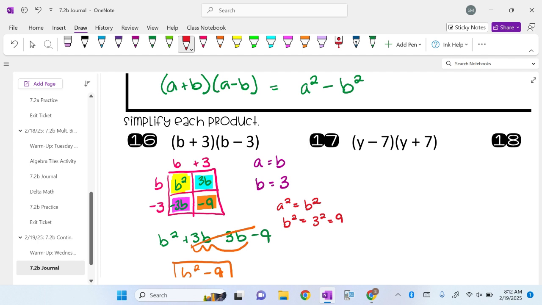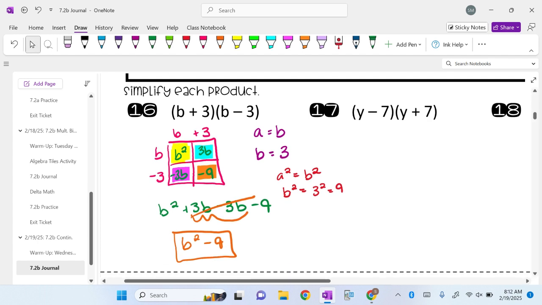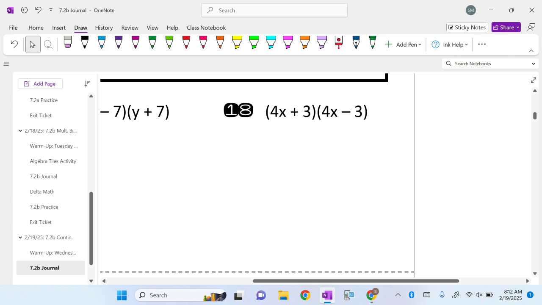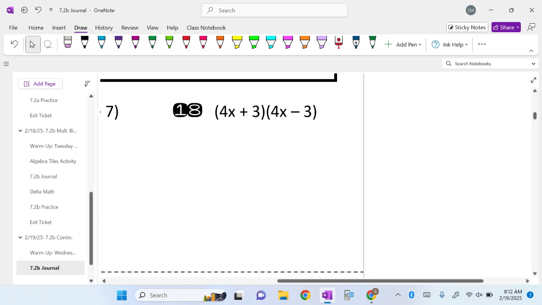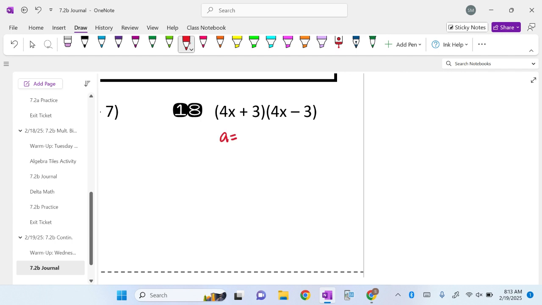So we still get b squared minus 9 even if we did do the formula. All right, last one. 18. I'm just going to do the formula for this one. Just know that those x values, if we did box method, would cancel out. And this one's a little bit easier to see because there's no other b's. So what's my a value here if we're looking at the formula? 4x is my a value because it's in the a placement. What about b? It'll be 3 because it's in the b placement.